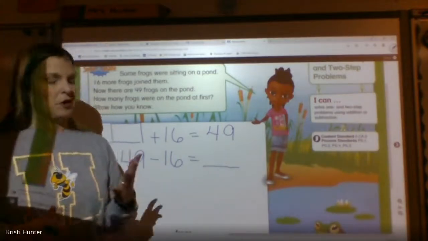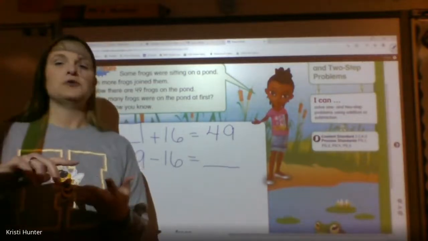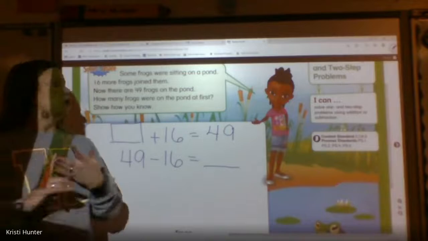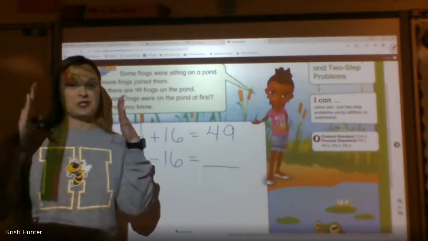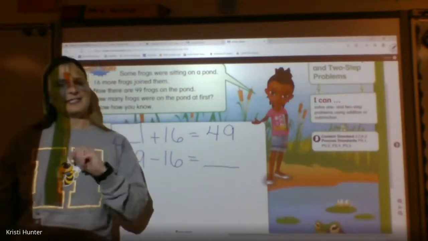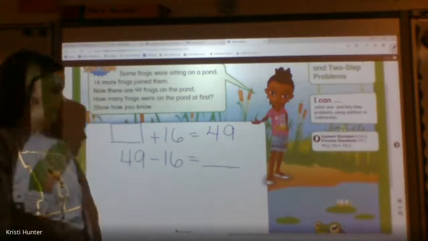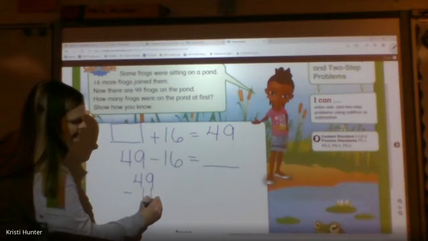Okay, so now to work this problem out, you are welcome to do any strategy that we have showed you. You can use your hundreds chart. You can use your open number line. You can use break apart. You may just use the old-fashioned stack them on top of each other and subtract. And that's what I'm going to go over because I have a feeling that's the strategy that most of you are going to use. So let's do 49 minus 16.